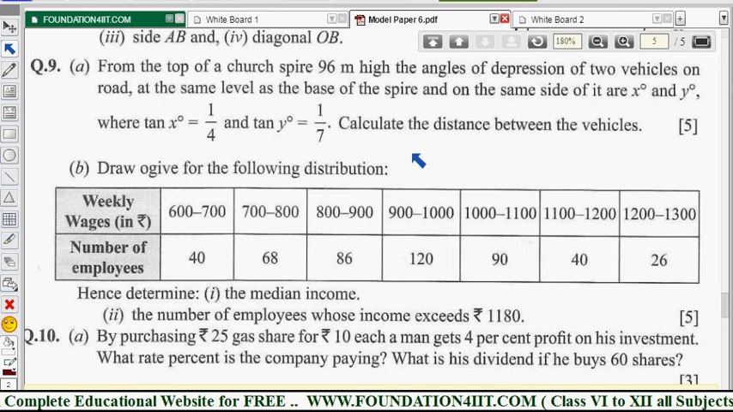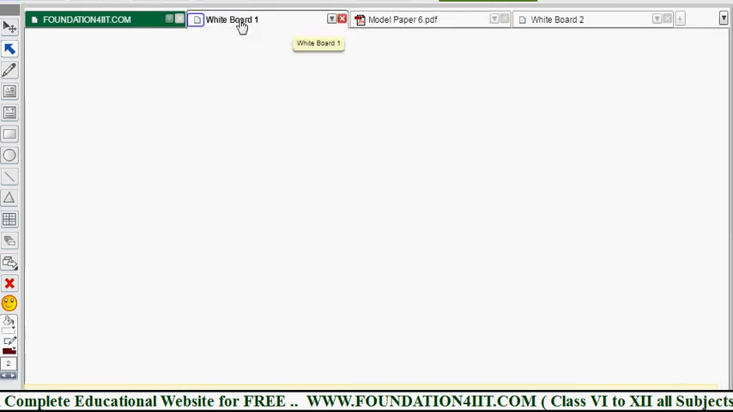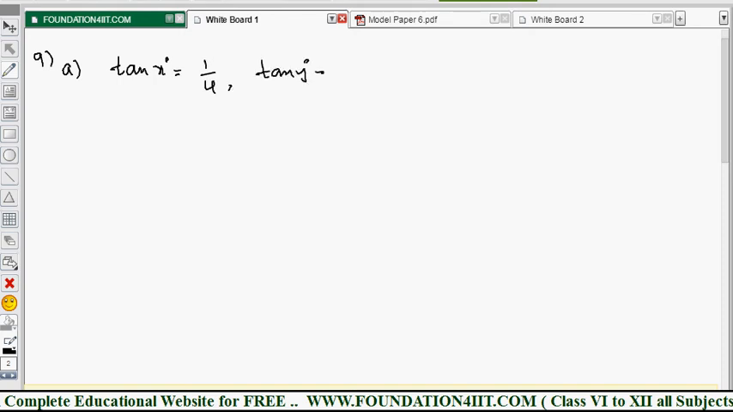If you draw the diagram, you understand clearly. Let me show you. Let us take the given values first. Tan x degree is 1 by 4 and tan y degrees is 1 by 7. So the church spire is 96 meters in height. Let's take this height, 96 meters, and the baseline.